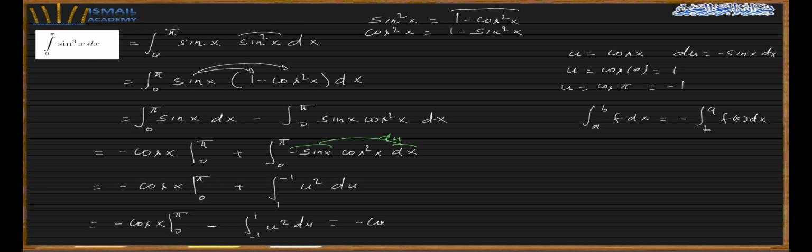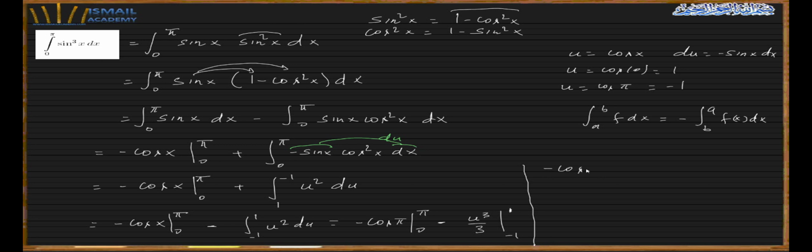So it's going to be minus cosine x from 0 to pi, minus, integrating now, u cubed over 3 from minus 1 to 1. So now I need to evaluate. So here I will end up having, let me use that side here.